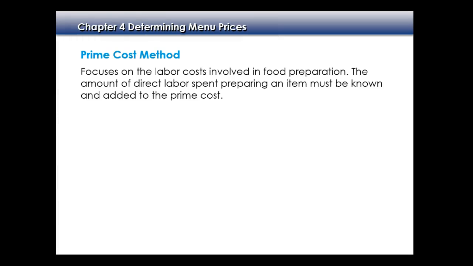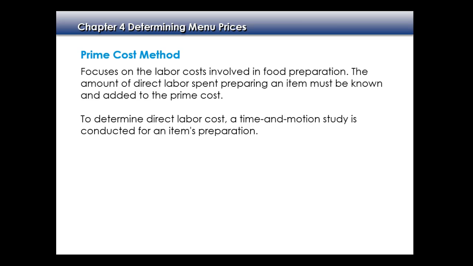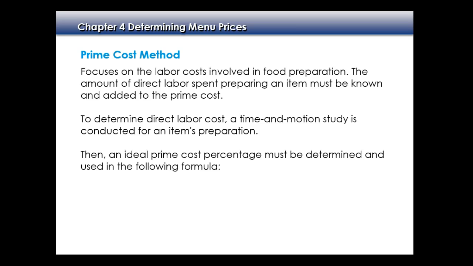And then we have the prime cost method. It focuses on the labor cost involved with the food preparation. So you need to know the direct labor spent preparing that specific item, and then we're going to add that to the prime cost. So you're going to be able to determine a direct labor cost. A time and motion study is conducted for each item's preparation. Then, an ideal prime cost percentage must be determined and used in the following formula. So we have our prime cost divided by the prime cost percentage equals the selling price.